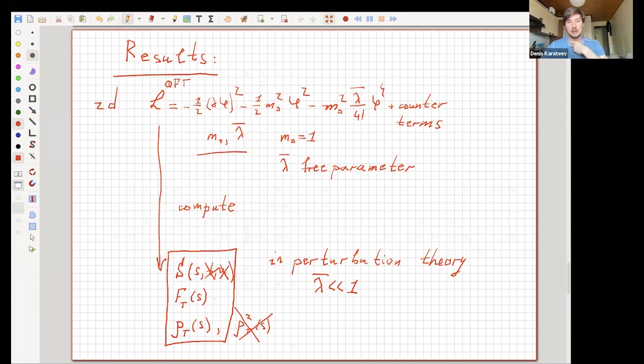Now, arguably phi to the fourth theory in two dimensions is the simplest quantum field theory you can think of, and one would like to compute these observables at strong coupling. How to compute them at lambda of order one, so the non-perturbative regime.